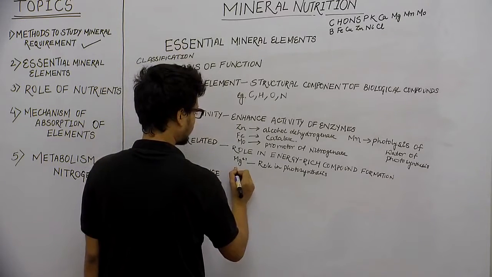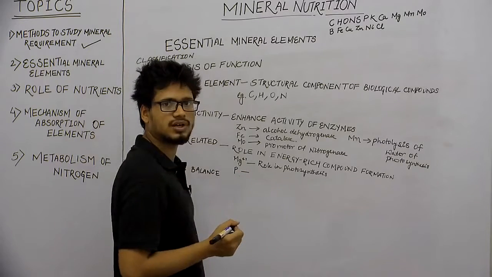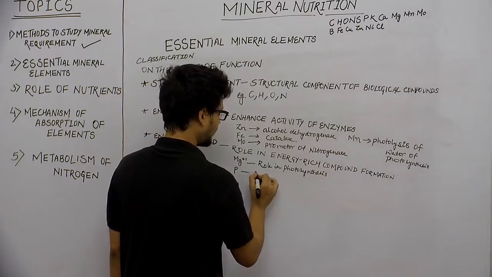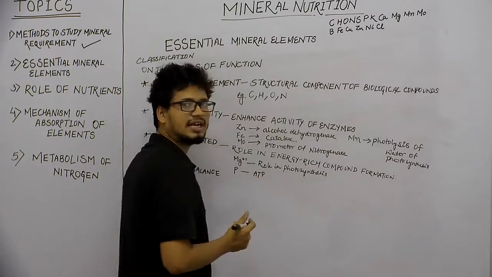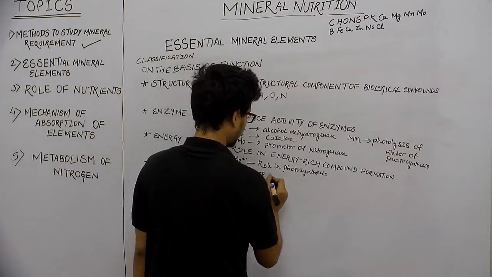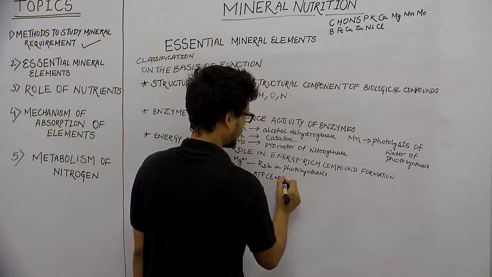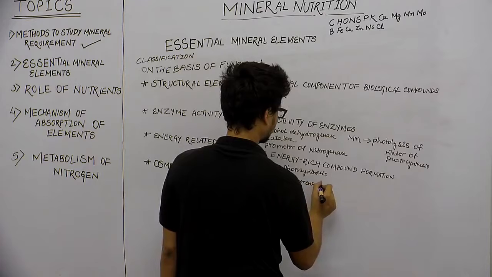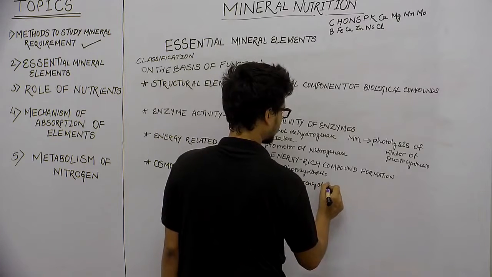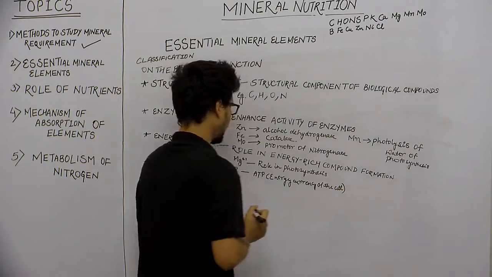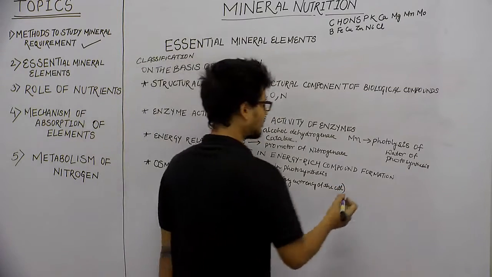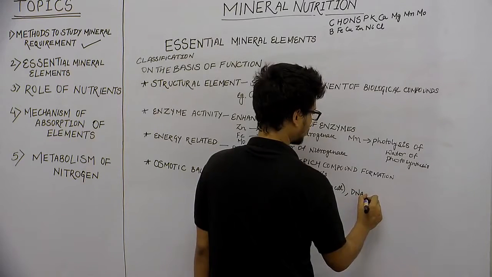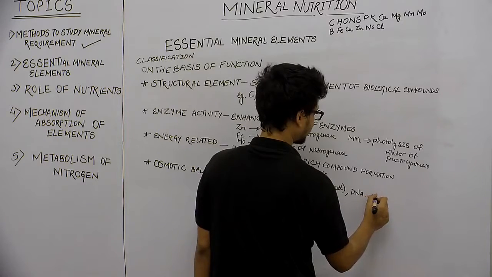The second is phosphorus. Phosphorus is a very important element because it is present in ATP, which is the energy currency of the cell. Plus it is also a component of DNA, etc.